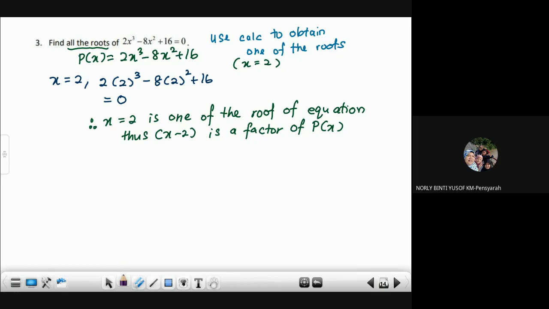Okay, jadi dia suruh cari all the roots. So kita pun gunalah calculator. Sebelum guna calculator, tulis dulu divisor dia. Ni adalah Q(x) D(x) plus R(x).